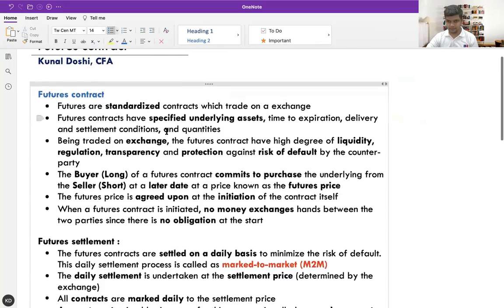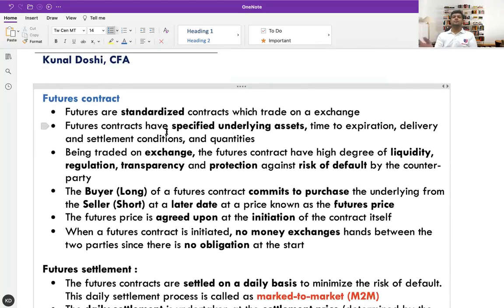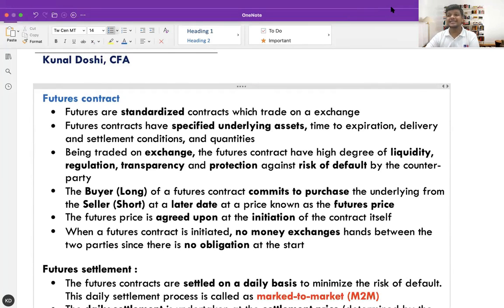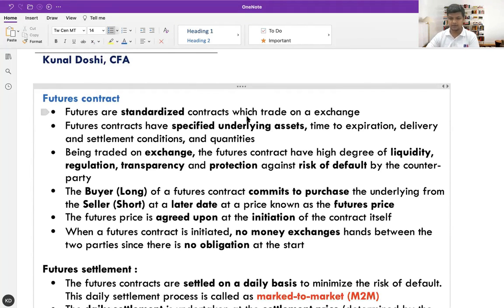Ready for it? Yes. Now, futures are standardized contracts. We know that, correct? Nothing new in that. Futures contracts have a specified underlying asset, a fixed time to expiration, and delivery at settlement conditions and quantity. So everything is decided by the exchange. Being traded on an exchange, futures contracts have a high degree of liquidity, regulation, transparency, and protection against default by the counterparty. We discussed that, correct?